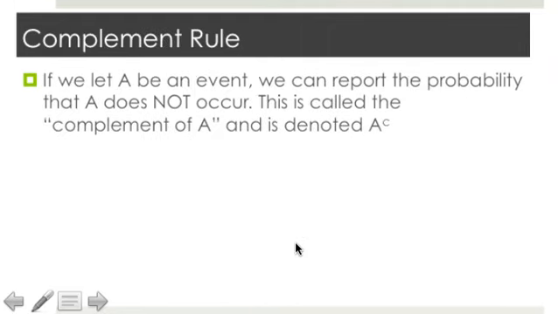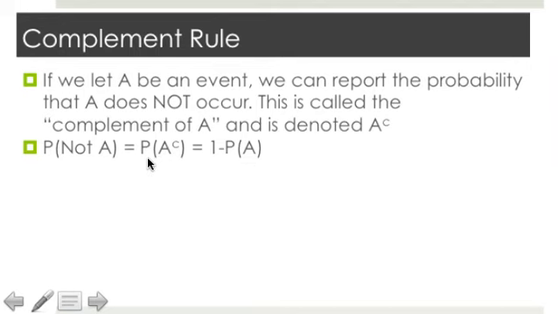We have some rules that can come in handy. One of them is called the complement rule. If we let A be an event, we can report the probability of A not occurring. This is called the complement of A and is sometimes denoted A superscript C. In probability notation, we can say the probability that A does not happen, or not A, is equal to the probability of A complement, and this is 1 minus the probability that A does happen. So there is a relationship between the probability that A happens and the probability that A does not happen.